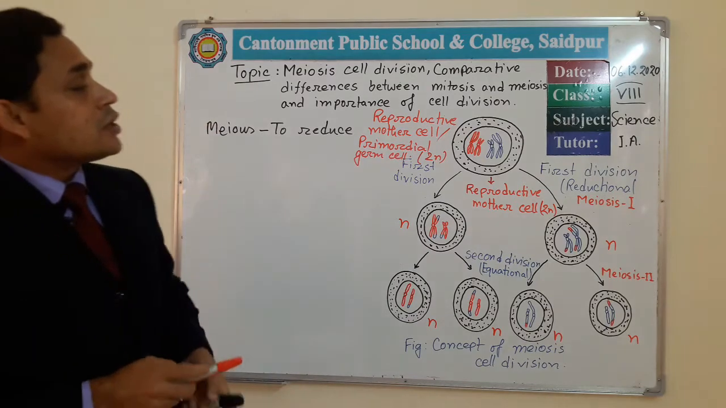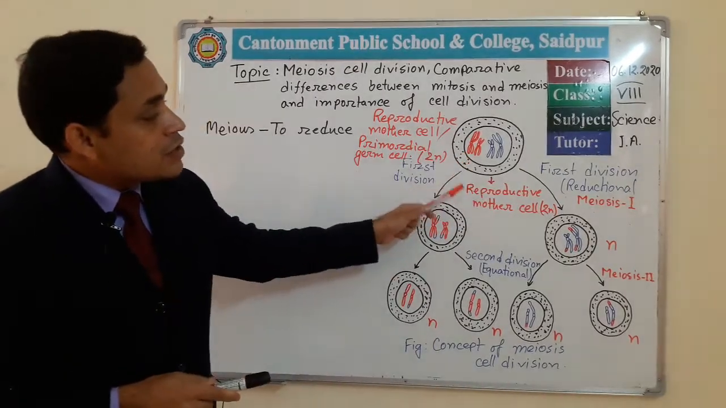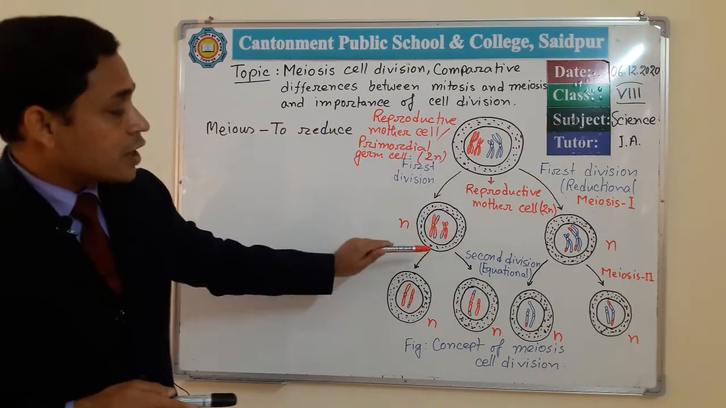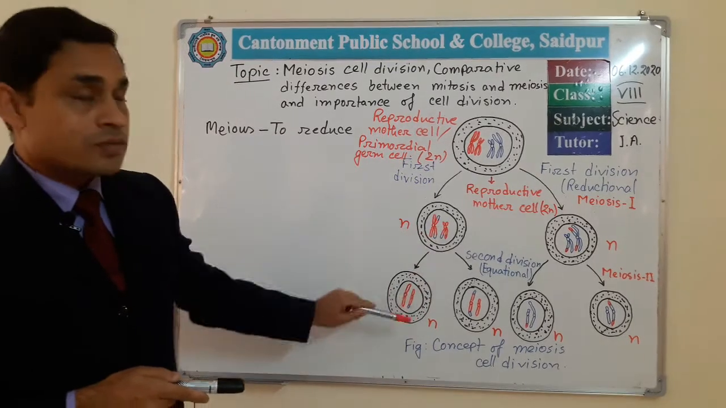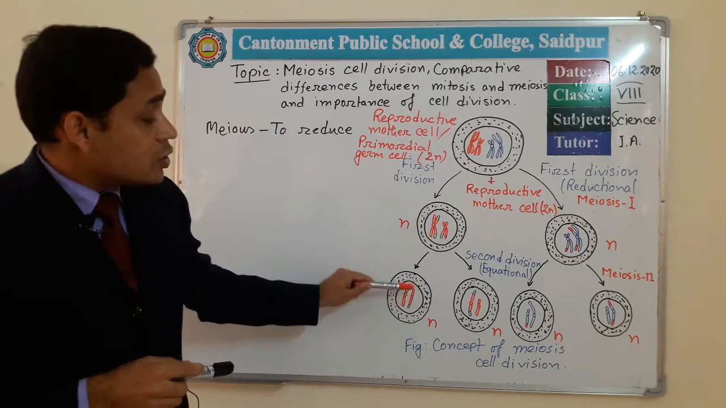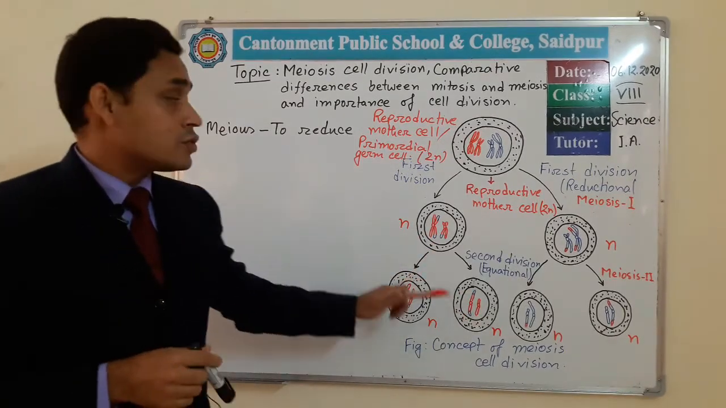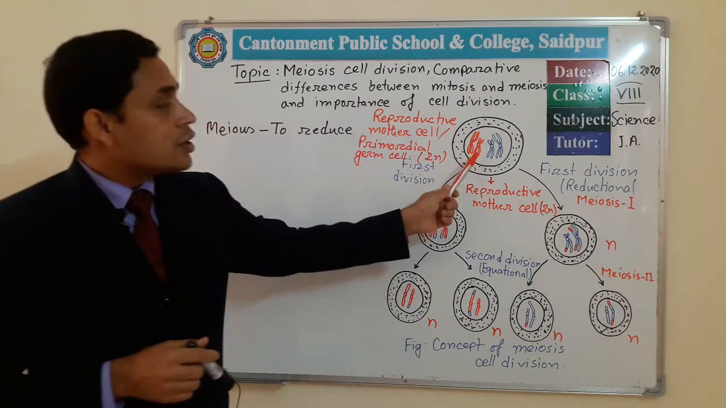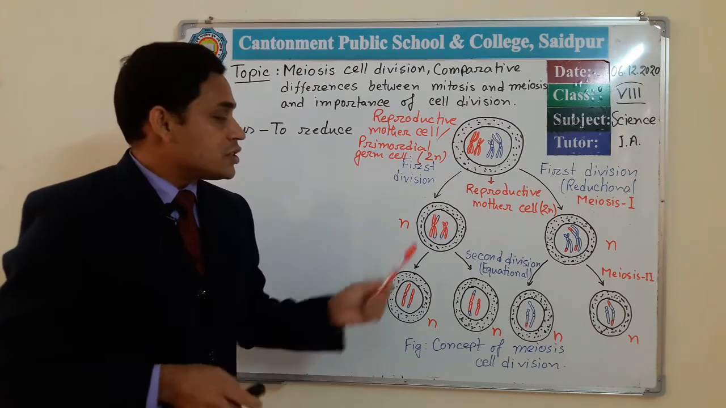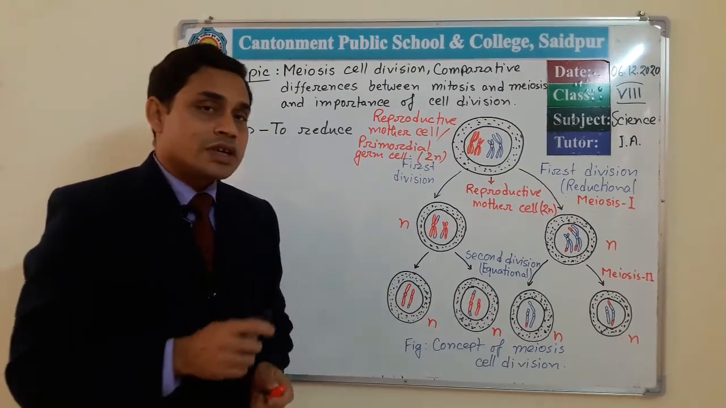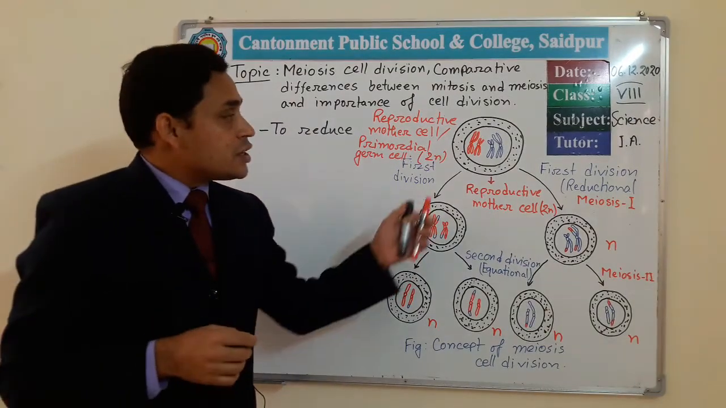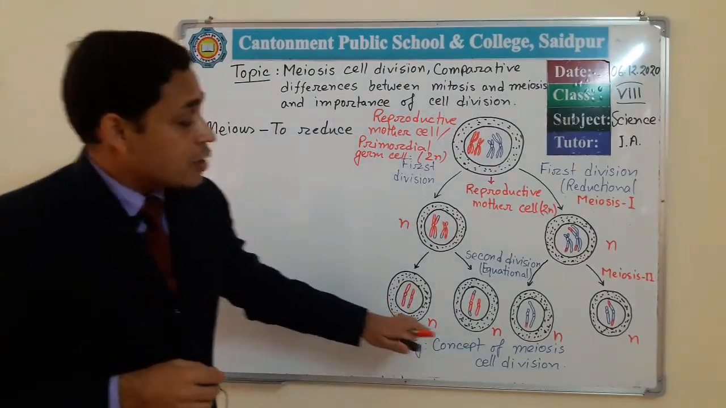So here we can see the reproductive mother cell divides twice. The first time it divides and reduces the chromosome number, and in the second division the chromosome divides. At first the nucleus divides but the chromosome remains intact, but in the second division the nucleus and chromosome both divide. So finally we can say the reproductive mother cell divides twice. In this division the nucleus divides twice and the chromosome divides once, and after the complete second division, this reproductive mother cell produces 4 haploid cells.